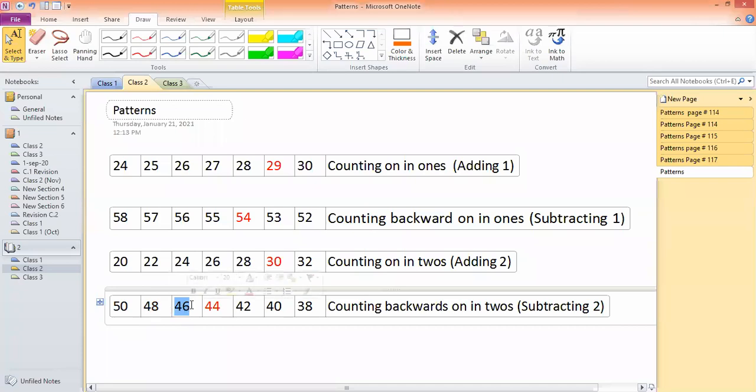All right, so from 46, you count back 2 times: 45 and 44. And that is how you learned this. Is that clear, guys?